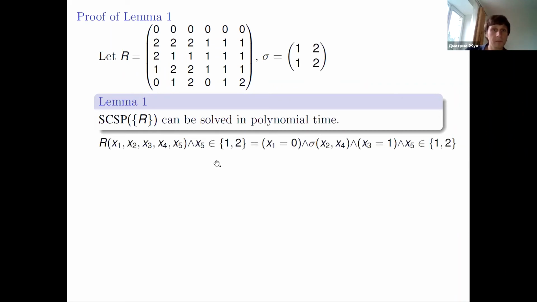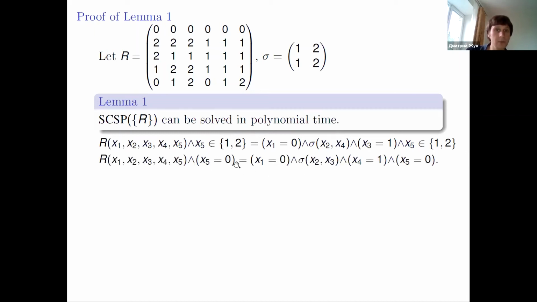Okay, and what is the idea? Assume that I restrict the last variable of R to the set {1, 2}. Just take all the columns with the last element 1 or 2. And you can see that if I do this restriction, then my relation becomes easy. It's just like this: X1 equals 0. Here I use the binary relation sigma. This sigma is just equality on {1, 2}. So if we restrict the fifth variable of R to {1, 2}, then our relation becomes very simple. And if I restrict the last variable to 0, then again my relation becomes very simple, just like this.